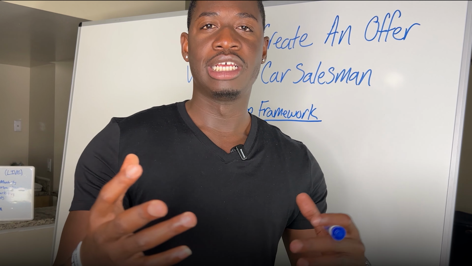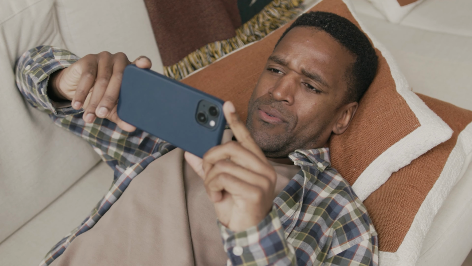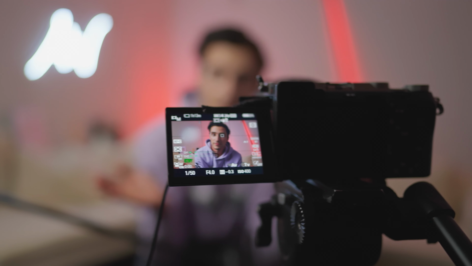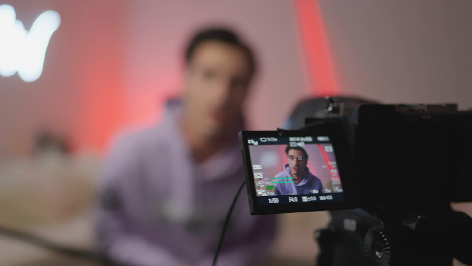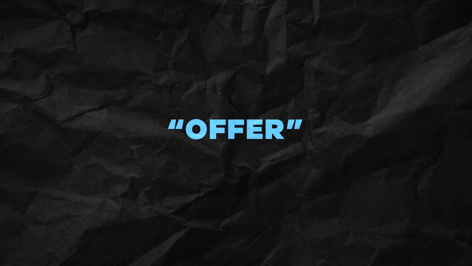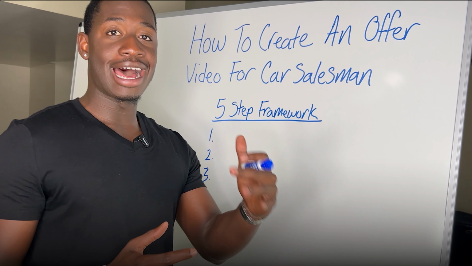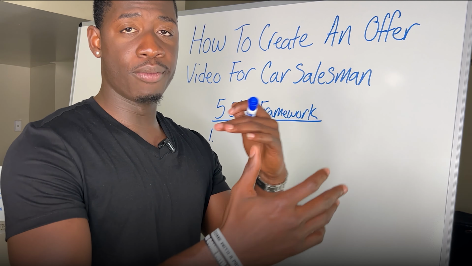First, let's establish what an offer is. Let's say the consumer is watching the video and you're pitching them something, or calling out somebody specific who you can help, and you're making them an offer. They say, make an offer so good that they feel stupid saying no. So I'm going to teach you how to create an offer and the frameworks to follow. Let's say the offer is calling out people who are currently employed or self-employed. That's the people that you're targeting.